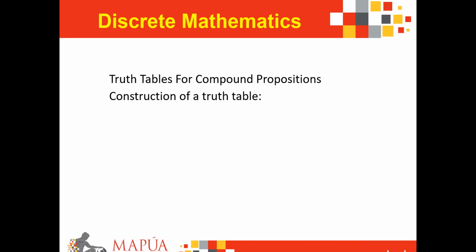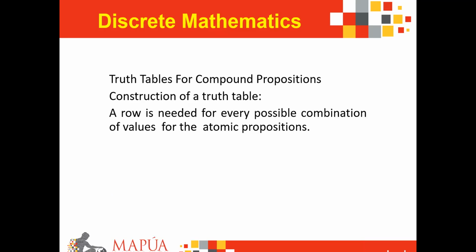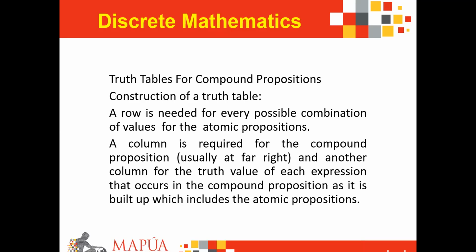Truth tables for different compound propositions are often constructed using the following steps. Note that a row is needed for every possible combination of values for the atomic propositions, and a column is required for your compound proposition, usually at the far right, denoting the output, and another column for the truth values of expressions that occur in the compound proposition as it is built up, which includes the atomic propositions.